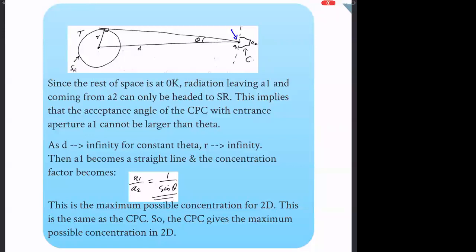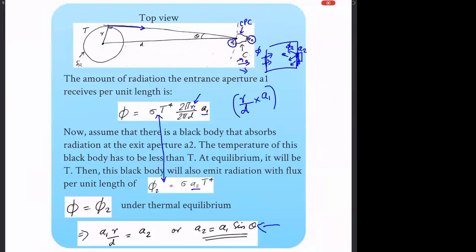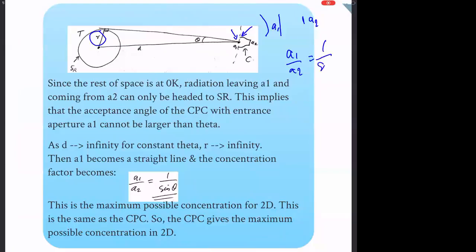Now, as D goes to infinity for a constant theta, in other words, if you're looking at something really far away, this small radius R also gets very large. Then A1 becomes a straight line. Instead of being a curve like that, it becomes a flat line. And the concentration factor simply becomes A1 over A2, which from the previous expression is simply 1 over sine theta.